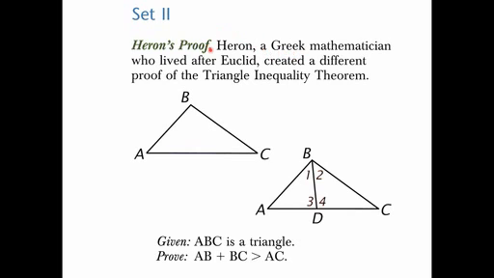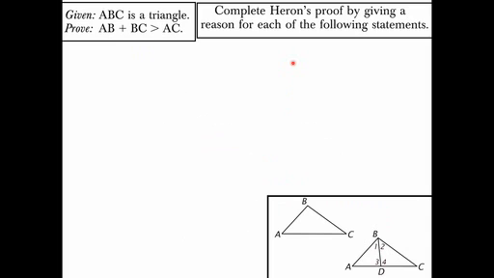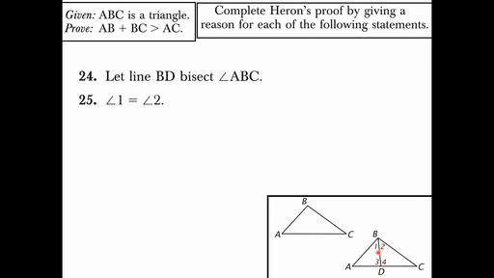A Greek mathematician named Heron, we run into Heron's theorem several chapters later. He's also proving the triangle inequality theorem, that we have a triangle and the sum of two sides, AB plus BC, is greater than AC. Does it in a little bit different way. You follow it through by giving a reason for each step here. So work your way through this. Let BD bisect angle ABC, so right down here it bisects. They want to know why angles 1 and 2 would be equal then down here.